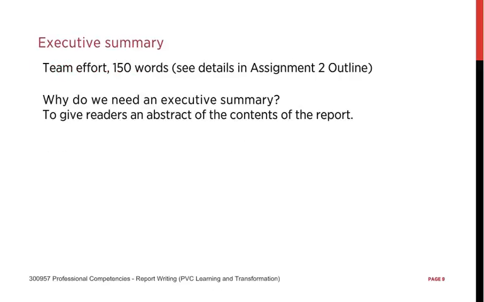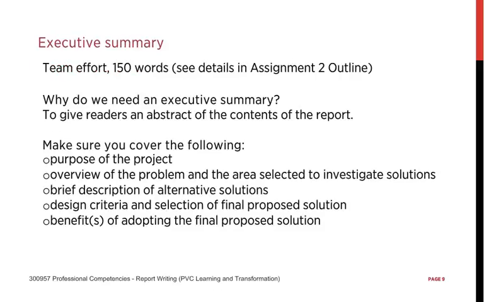We will now talk about writing the executive summary. This will be a team effort component of your report. It will be 150 words and the details are in the assignment 2 outline. So you may be asking, why do we need an executive summary? Well, it will give readers an abstract of the contents of the report, so they will get a basic understanding of the report without actually having to read the whole thing.